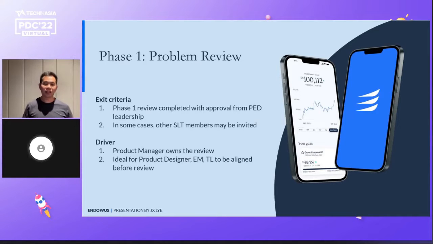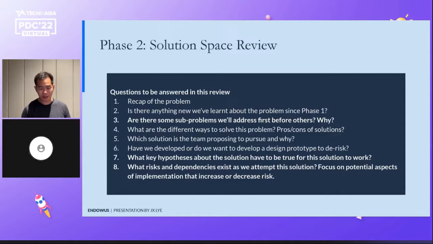And so in terms of the driver, I think the PM should own the review. By owning a review, I mean putting together all of the information, whether it's slides or a document, defining the problem. You can ask for help, but I think it's on the PM itself. And then it's ideal for a lot of the team to be there, because if you're aligned on a problem, the solution will come. But if you're not aligned on a problem, that's where it gets hairy and confusing really, really quickly. And so now we move on to the second phase of the product development process, which is the solution space review.